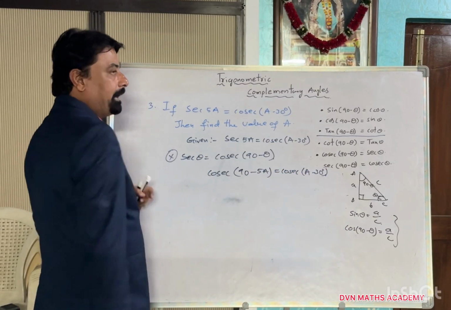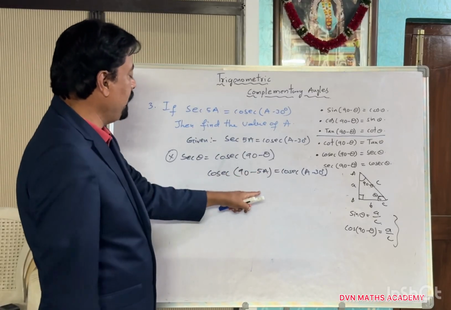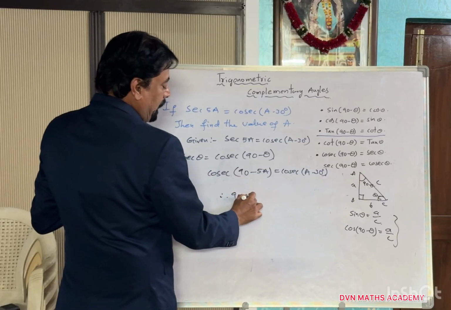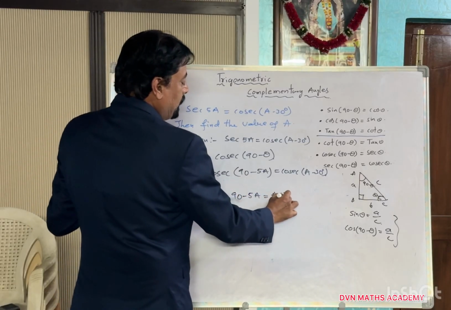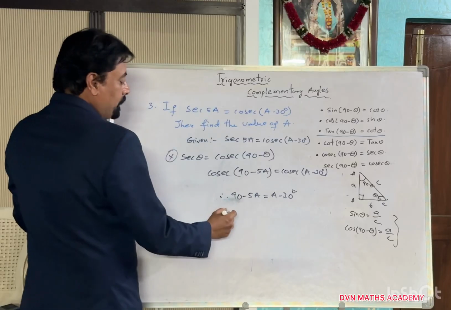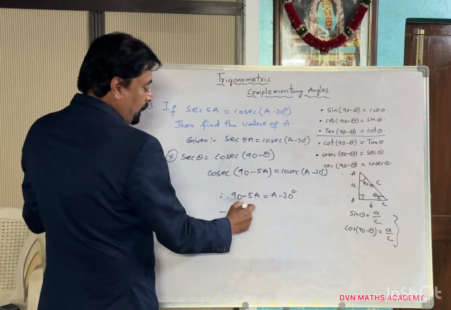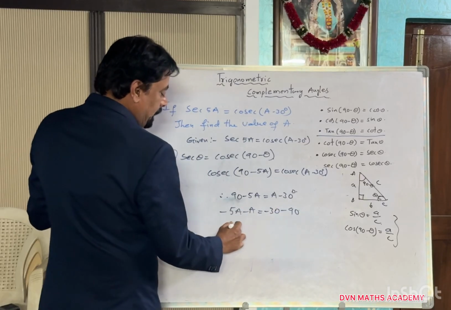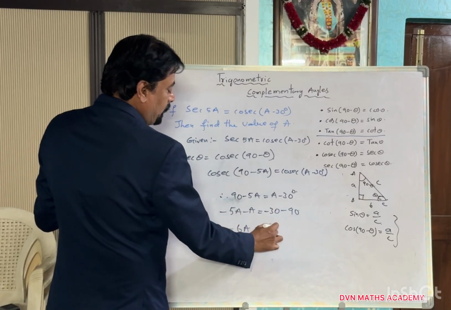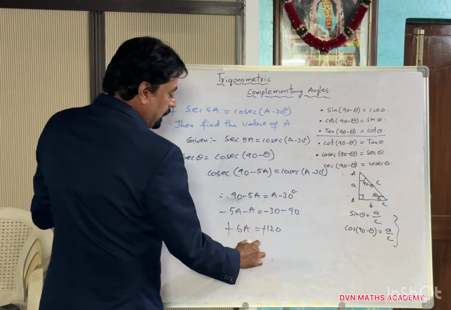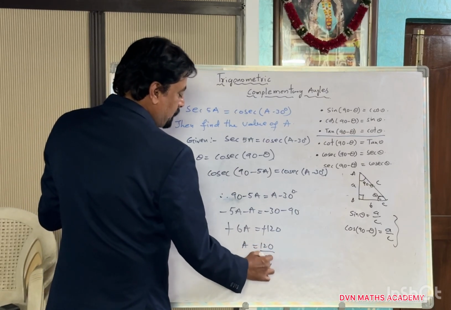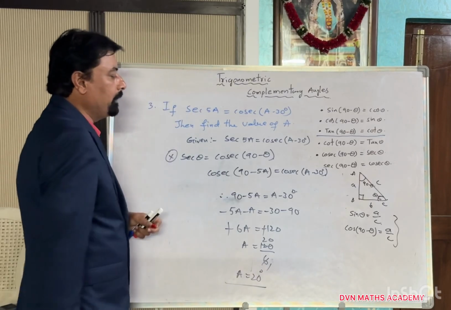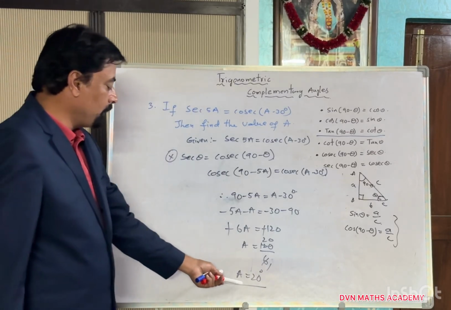Now both trigonometric ratios are in cosec only, so we can compare the angles. Therefore directly you can write 90° − 5A is equal to A − 30°. Now, you see, minus 5A, so bring A to this side: −6A is equal to −30 − 90, therefore −6A is equal to −120. These will be cancelled. A is equal to 120 by 6, 6 twos are 12. A is equal to 20 degrees. I already told you A is an acute angle, therefore A is equal to 20 degrees.